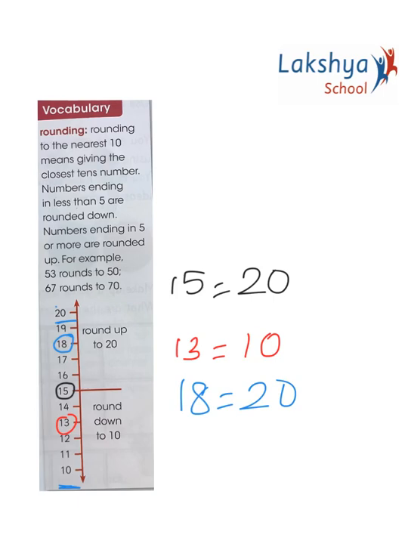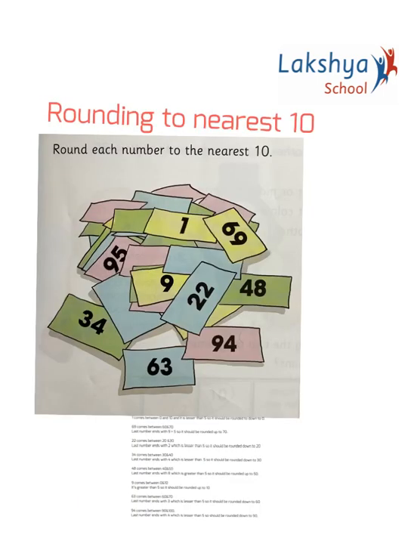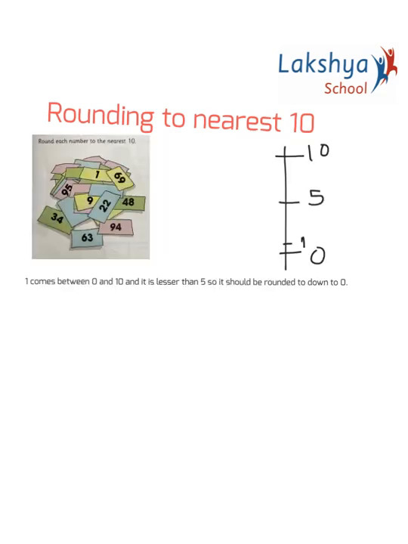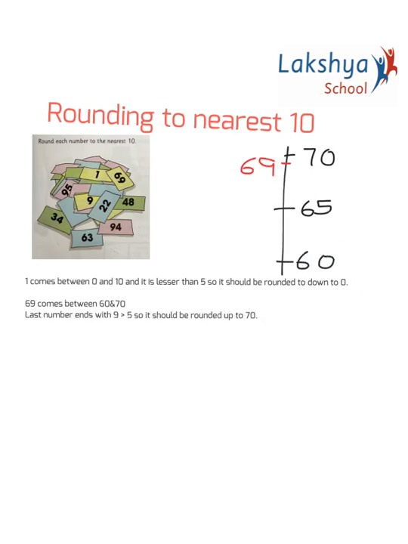Now, let's work for the other numbers. Now, let's round these numbers to the nearest 10. Let's pick the number 1 first. We know that 1 comes between 0 and 10. It is lesser than 5. So, it should be rounded down to 0. 69 comes between 60 and 70 and the last number is 9, which is greater than 5. So, it should be rounded up to 70.